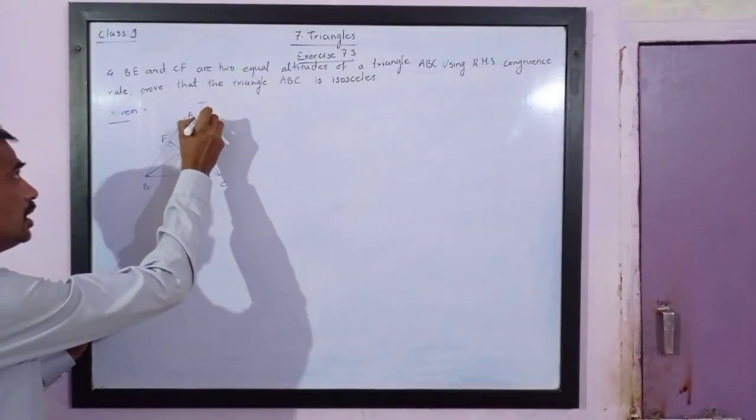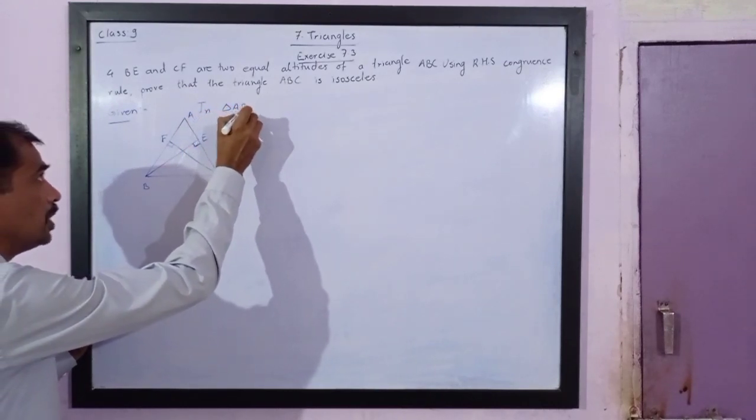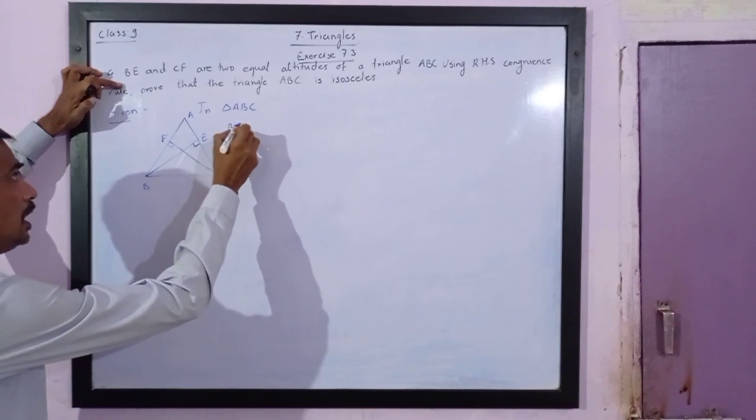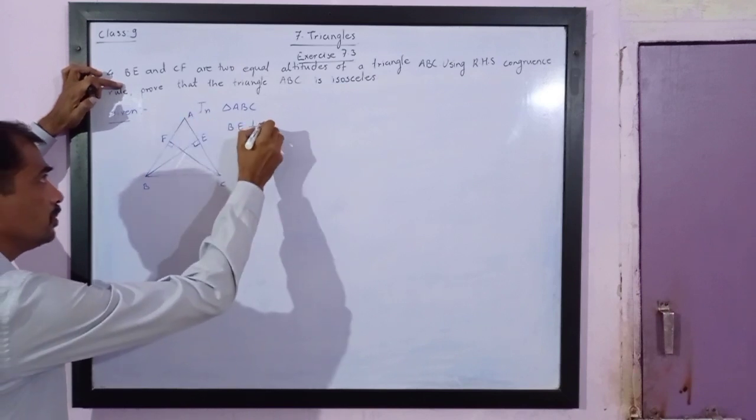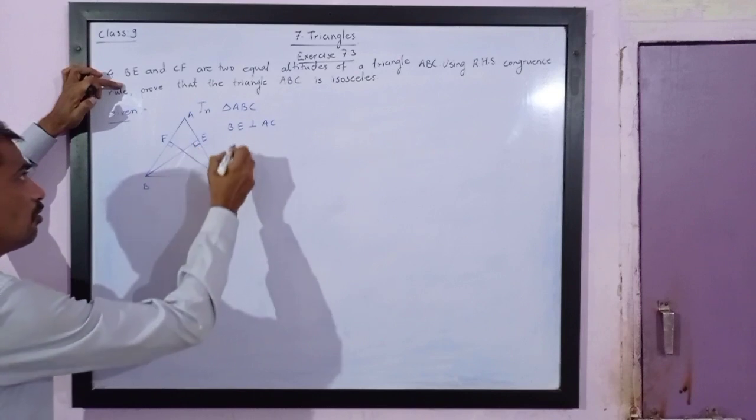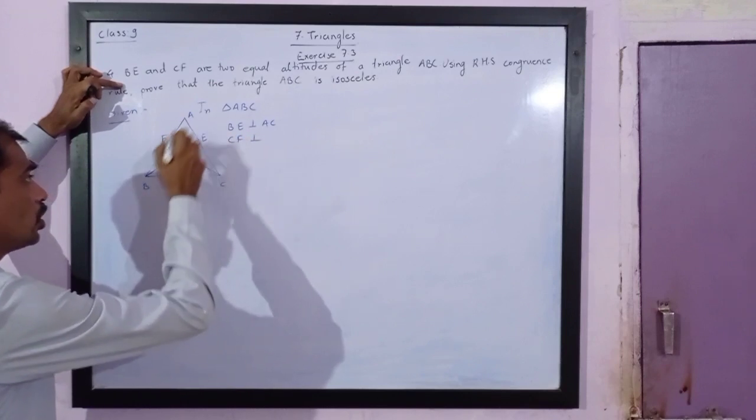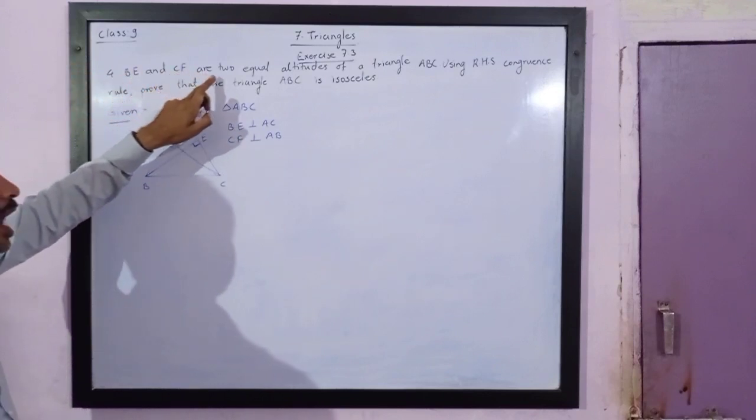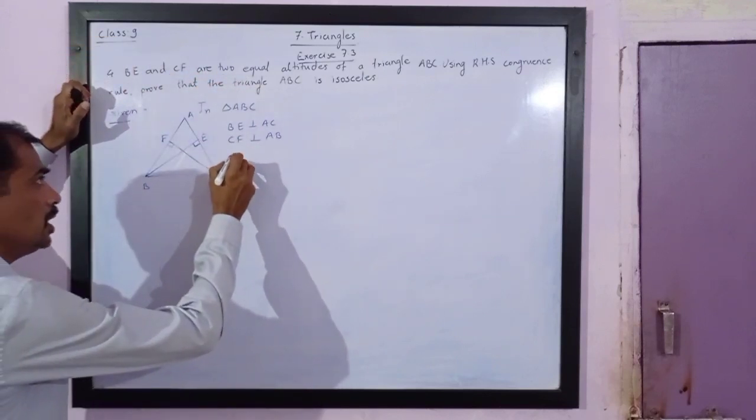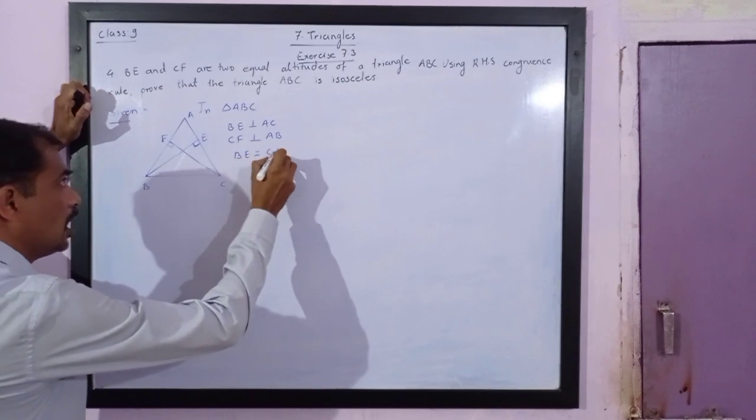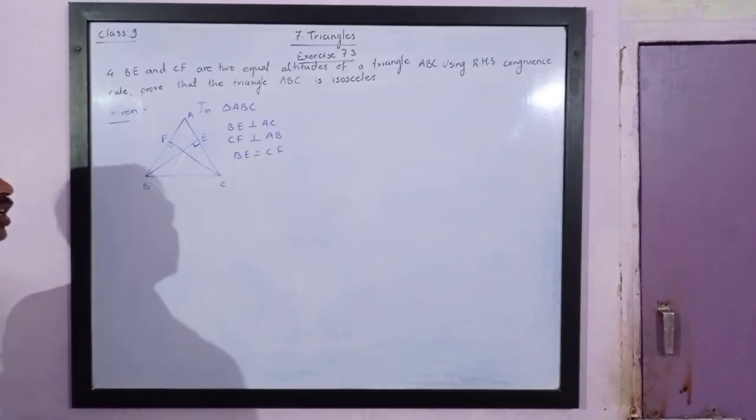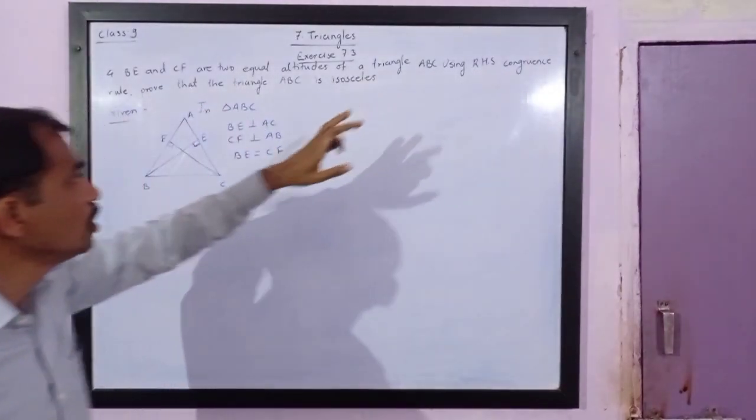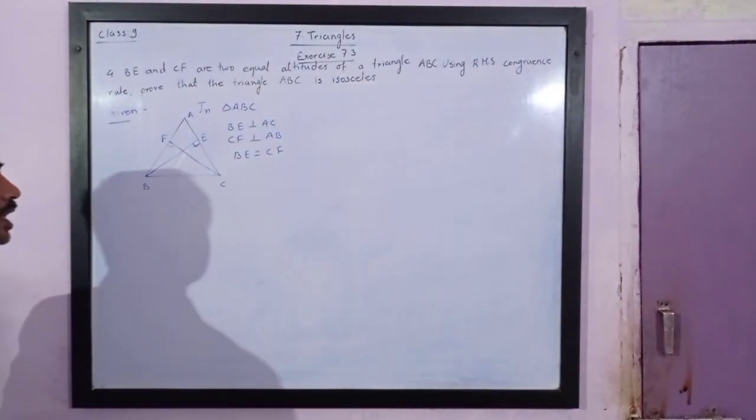In triangle ABC, we are given BE and CF are altitudes. Means BE is perpendicular to AC and CF is perpendicular to AB. We are also given BE and CF are two equal altitudes. Means BE is equal to CF. These altitudes are equal. This is also given. Using the right angle hypotenuse side congruence rule, we have to prove the triangle ABC is isosceles.